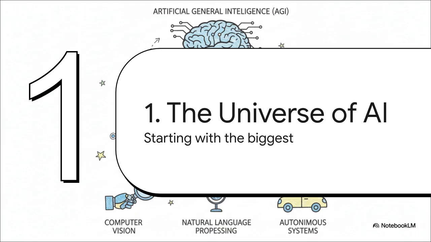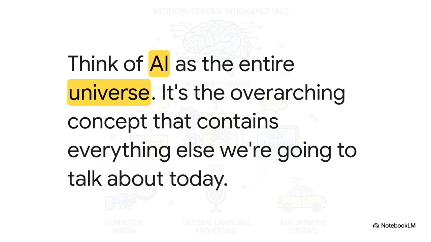First things first, let's get our bearings and start with the biggest picture of all, the entire universe of artificial intelligence. So I want you to think of AI as this giant, all-encompassing universe. It is the big, overarching concept. Everything else we're going to talk about today lives inside this circle. It's the whole galaxy, and we're about to start exploring the star systems within it.